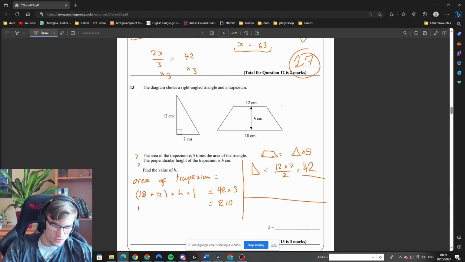And what's 18 plus 12? 18 plus 12 gives me 30. So it's 30 times by h times by a half. So I'm going to divide by 30 and divide by 30. And then I'm left with h times by a half equals 210 divided by 30, which gives me 7, of course.